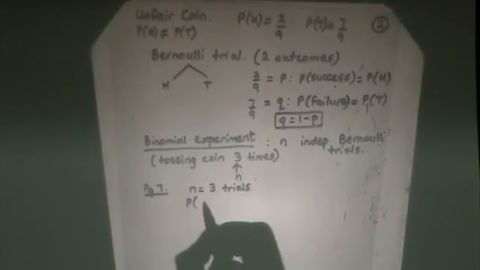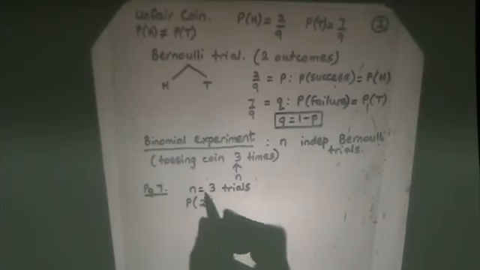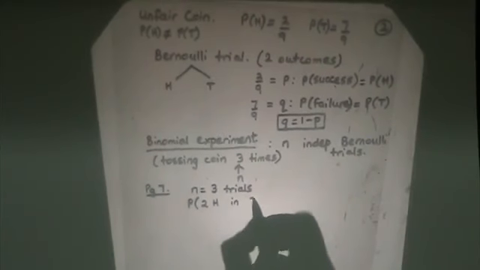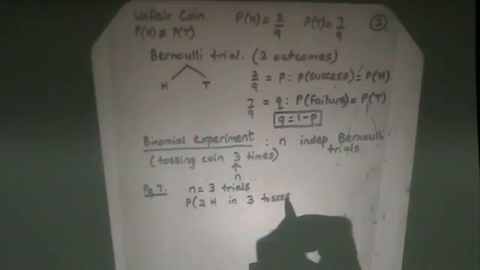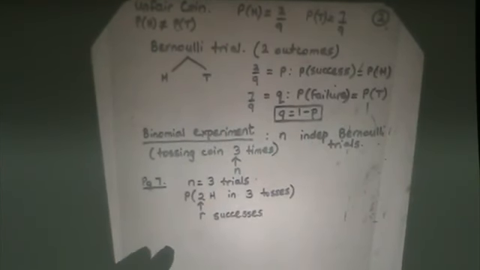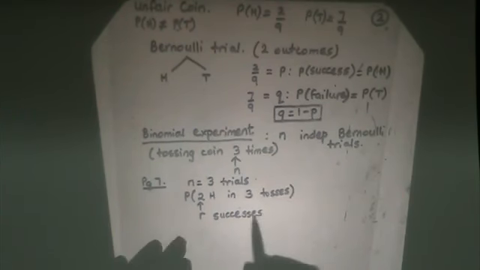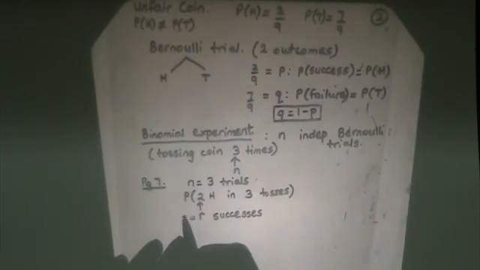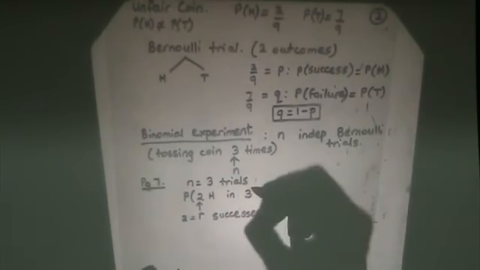Find the probability of 2 heads in 3 tosses. So this 2 is r, r successes. r is the number of successes. And since I want the probability of 2 successes, because heads are a success, my r is 2. So r equals 2 successes, and n equals 3 tosses. So the question is, find the probability of obtaining 2 heads in 3 tosses.